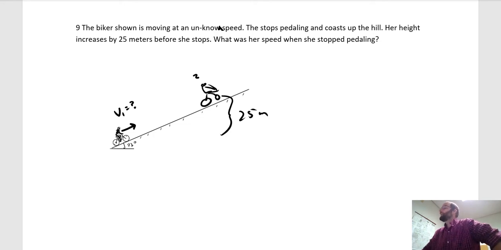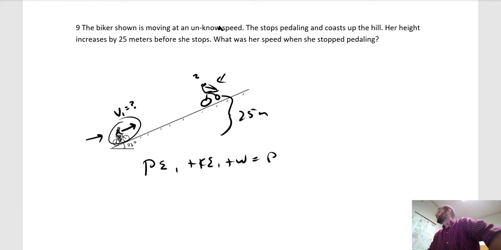Now it's important to realize that she stops pedaling right here. This is a coasting process. And what that means is there's no extra energy input. This is just kinetic energy to potential energy. So you write out the work energy theorem, and I want to see you write this out when you take that exam. Your final exam I'm referring to.